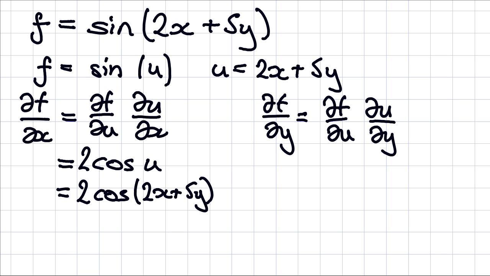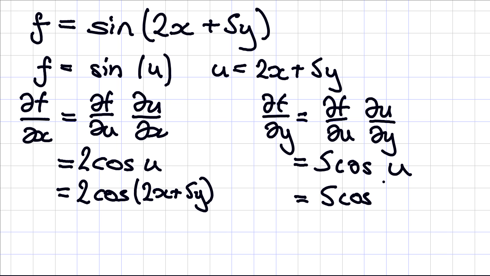I do the same thing when I'm calculating df dy. So again, df du, since f is sine u, that's just going to be cos of u, and du dy, so this time that's going to be 5. And again, to complete the answer, I just substitute for u, 2x plus 5y.